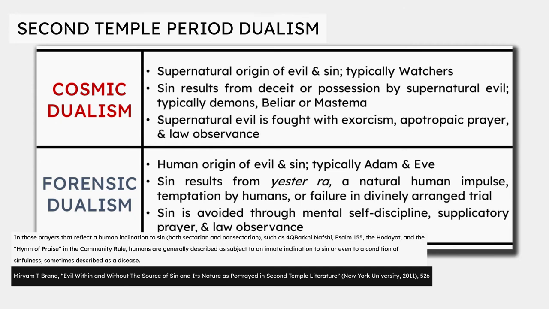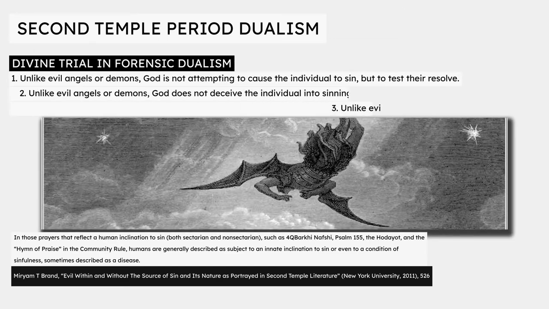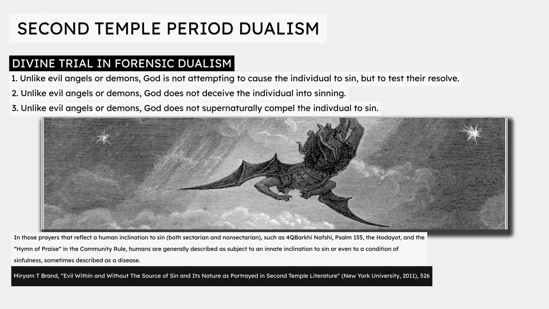Forensic dualism also recognizes that humans may tempt other humans to sin. In fact, it even recognizes that God may place an individual in a testing situation or a trial in which they may sin, which may be orchestrated by obedient angels, bringing about the test at God's command. Such situations are differentiated from the supernatural evil temptations of cosmological dualism in several ways. 1. Unlike evil angels or demons, God is not attempting to cause the individual to sin, but to test their moral resolve. 2. Unlike evil angels or demons, God does not deceive the individual into sinning.